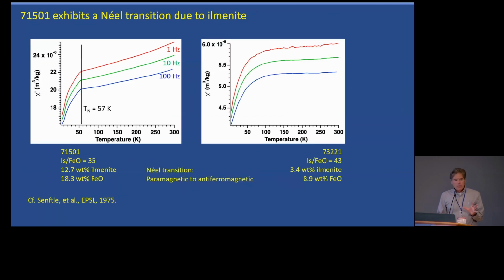Okay, if we look at a Mare soil, here's a submature Apollo 17 Mare soil. The first thing you notice is that there's a discontinuity at 57 Kelvin. This is the Néel transition for ilmenite, the paramagnetic to antiferromagnetic state of ilmenite, and that's for a weight percent of about 13% ilmenite. On the right-hand side, we see a similar submature soil, which is low ilmenite, and there is no such Néel transition visible in this particular set of AC susceptibility measurements.